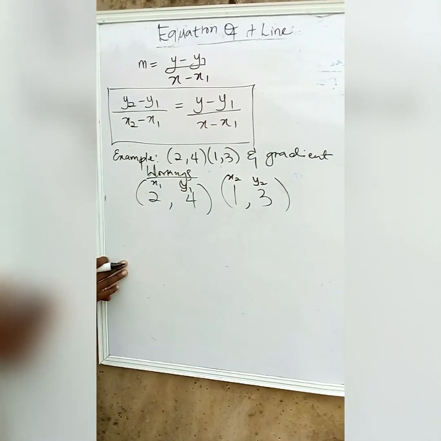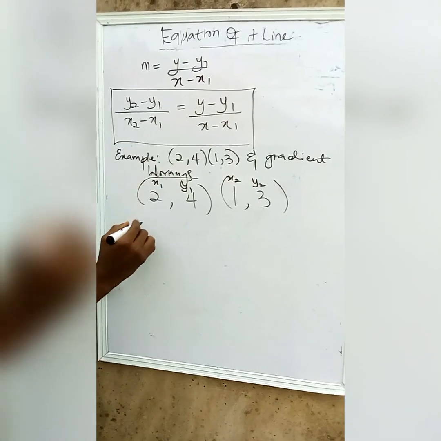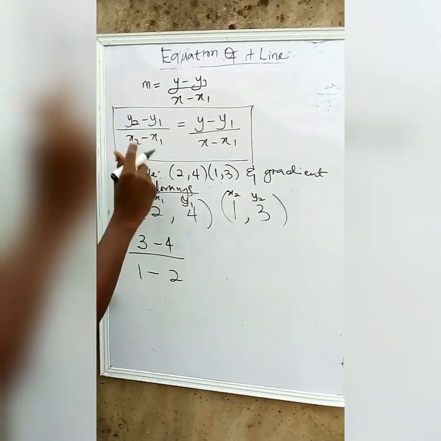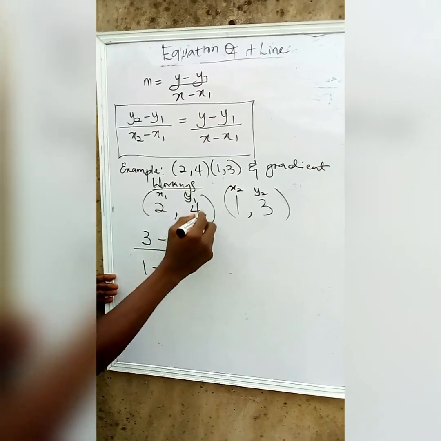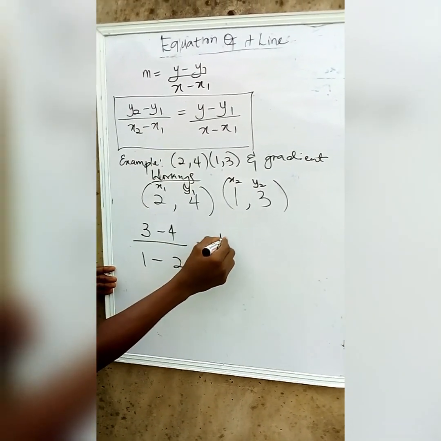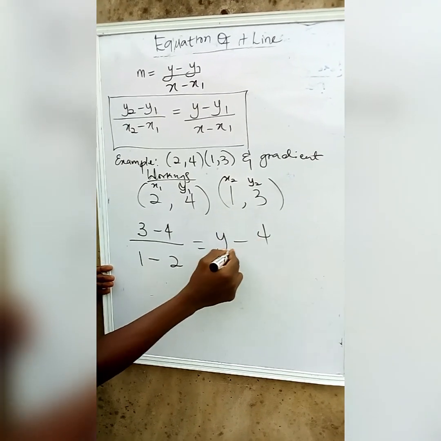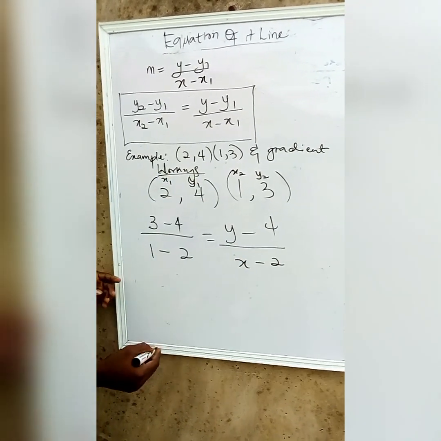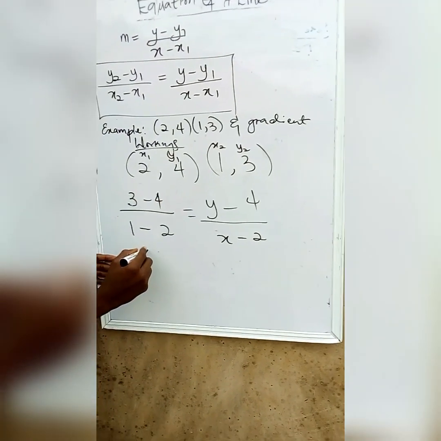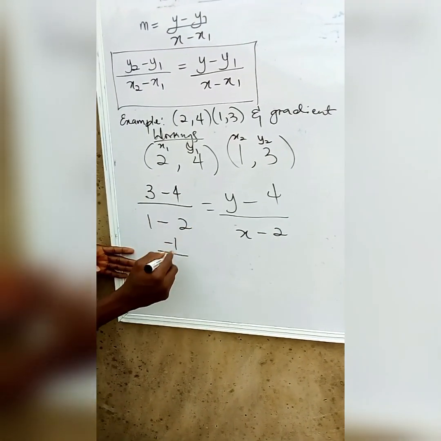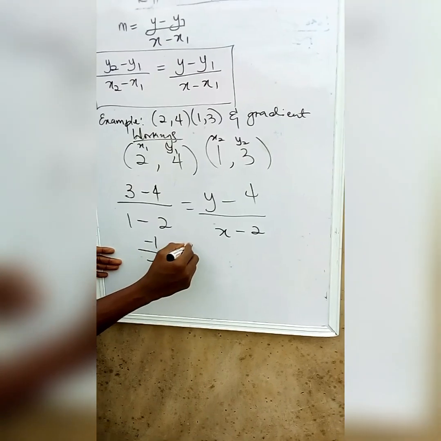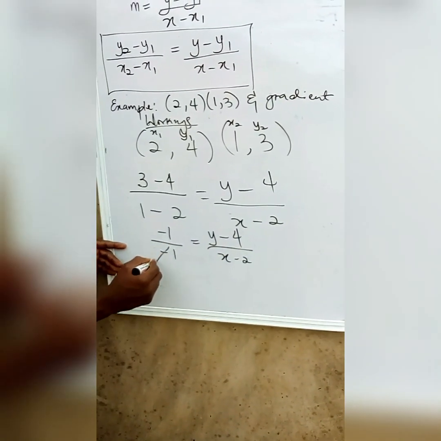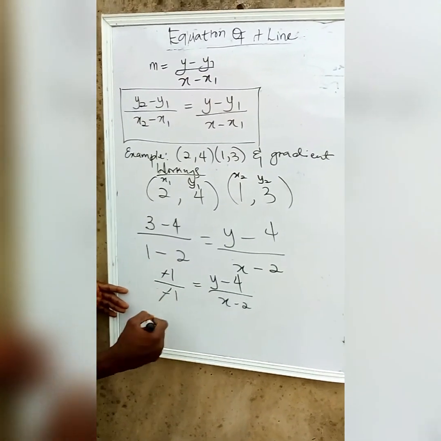So let's put it into our formula. That will be y2 minus y1, that's 3 minus 4, over 1 minus 2. This is equal to y minus, what's our y1? 4, over x minus our x1, what is it? 2. So 3 minus 4 gives us what? Minus 1. 1 minus 2 gives us what? Minus 1 is equal to y minus 4 over x minus 2. Minus will cancel minus, then you can cross multiply.